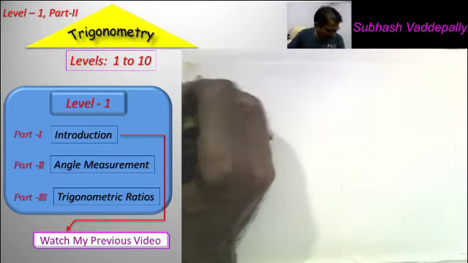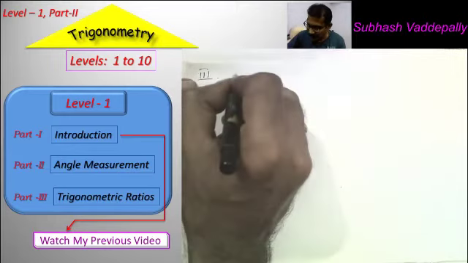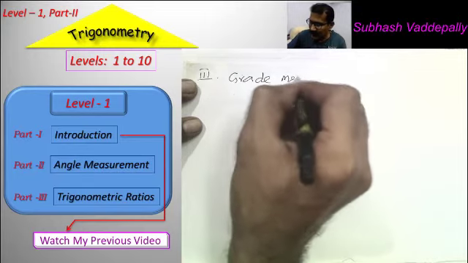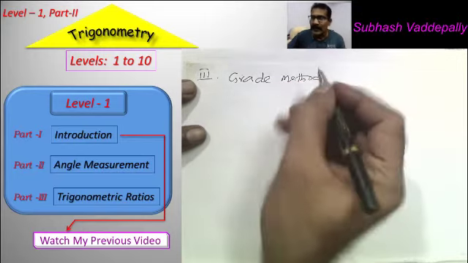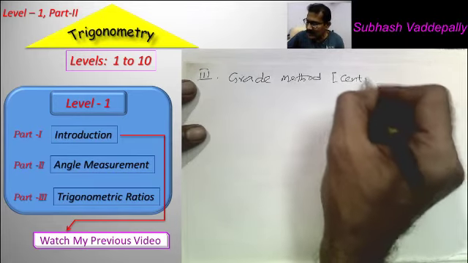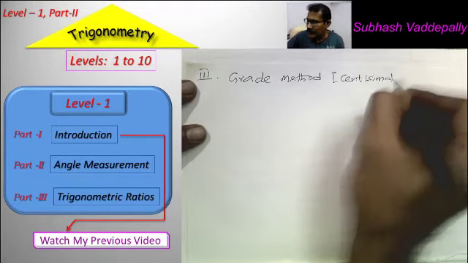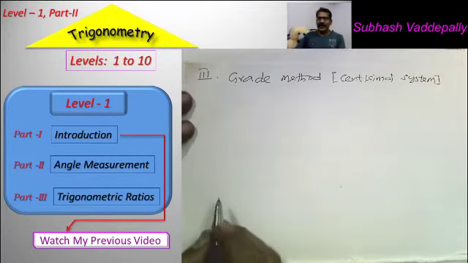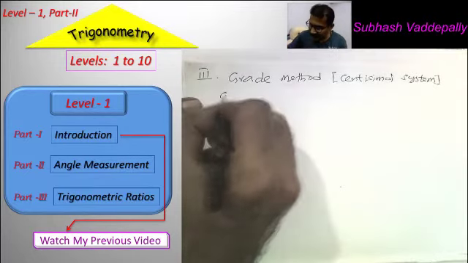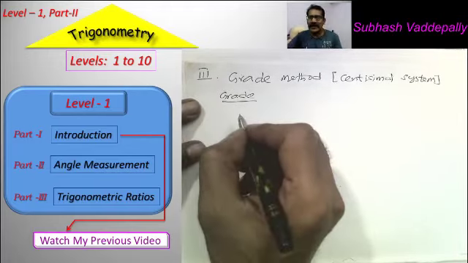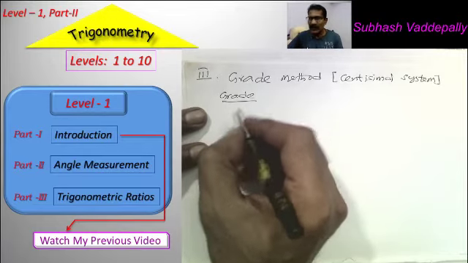So we are talking about the third method of angle measurement. This is called the grade method, or this is also called the centesimal system. I'll tell you why this is the centesimal system. In this method, grade is the main unit. Means the angle we can measure in terms of degree or in terms of radian or in terms of grade. Let us see what this grade is.